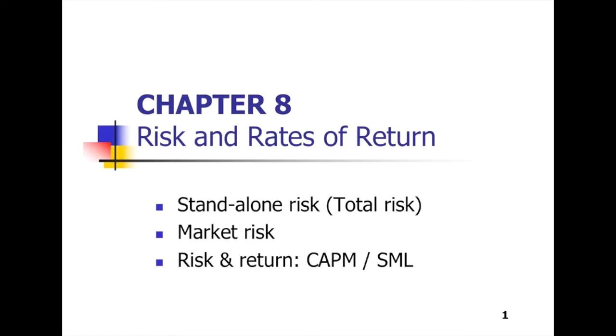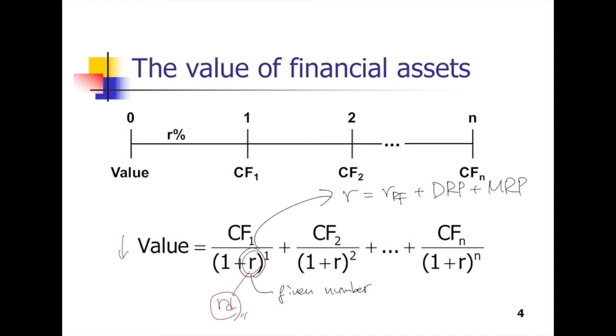Hello everyone. Today we are going to learn the risk and rate of return, especially for stock. Do you remember the relationship between risk and rate of return in bonds? Yeah, we already learned it in the interest rate chapter. As you can see, the value of a financial asset can be calculated by the present value of all the future cash flow, and in the bond valuation part, this R is calculated by three components: the risk-free rate, the default risk premium, and the maturity risk premium.